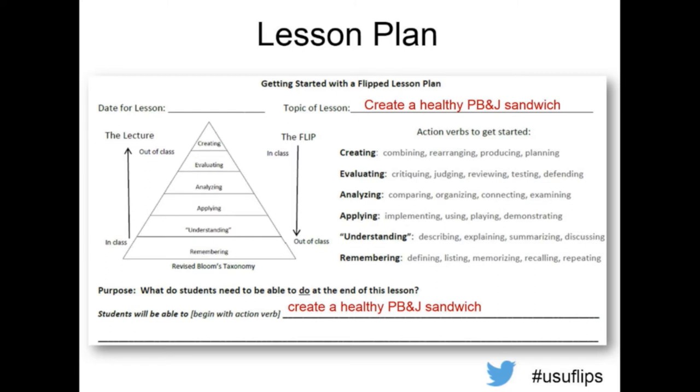At this level, the topic of the lesson, is it important to attempt to include as much of the actual knowledge retention that you're assuming within that? Because to create a healthy PB&J, we talked about how they're learning all of the steps up to it. Just by that statement, you're assuming that that's included. How detailed do you need to be?